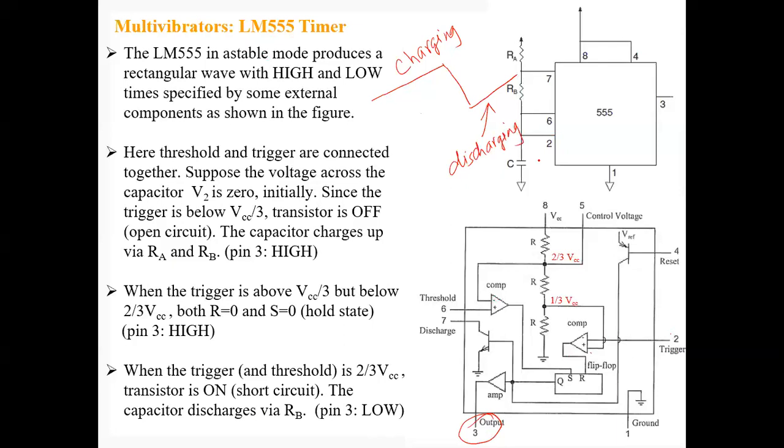When the capacitor discharges, it discharges through RB. It doesn't go here because the ground is here. Okay, let me write this down. Discharging through RB. When the capacitor charges, it charges through RA and RB. If you understand this, you don't have to understand more than that. So charging is through RA and RB. Discharging is through RB.